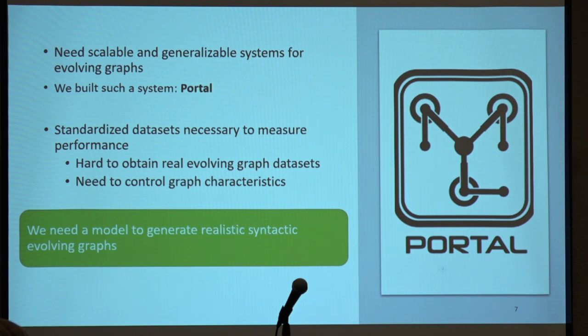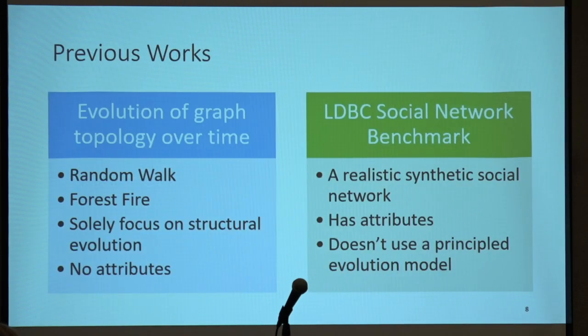We can always use real graphs, but real evolving graphs are hard to find. Usually they don't have attributes. Also, it's hard to control the different characteristics of those graphs. So there is a need for us and anyone else who is working on evolving graphs to have a synthetic model to be able to generate graphs and benchmarks.